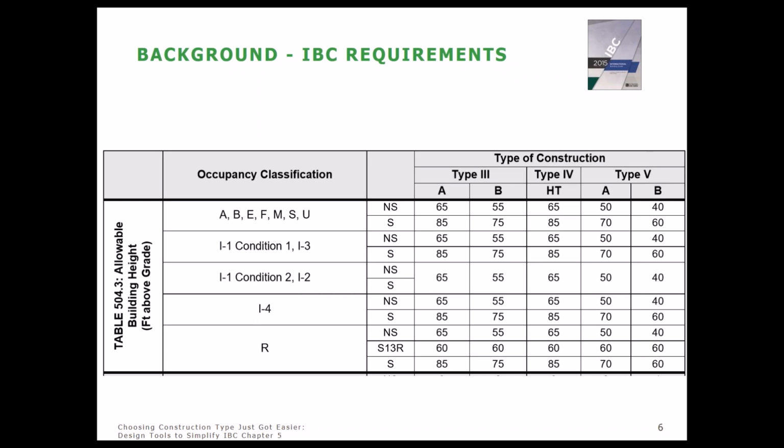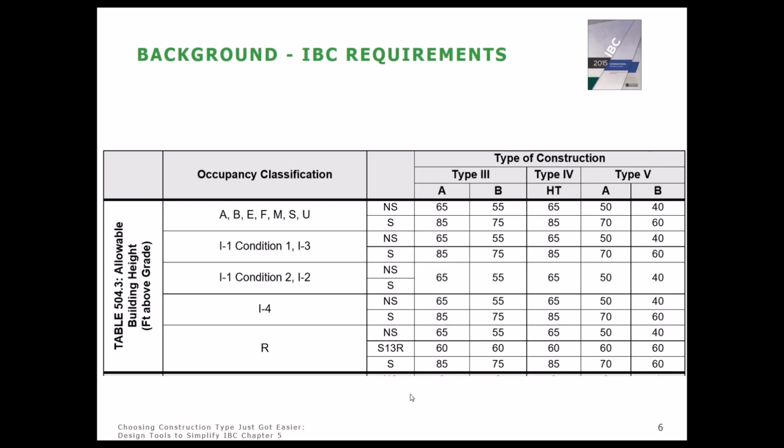This is the first one, building height in feet above grade in the main boxes here. You'll notice these are going to be truncated tables. I took out types 1 and 2 construction, which are normally over here. You do enter the table through the occupancy group. And NS stands for non-sprinklered, S stands for sprinklered. You get down here into group R, you have another alternative here, S13R. That means the building is sprinklered with an NFPA 13R standard sprinkler system.